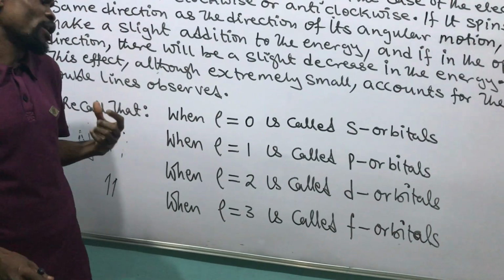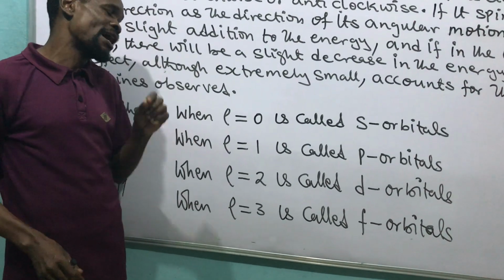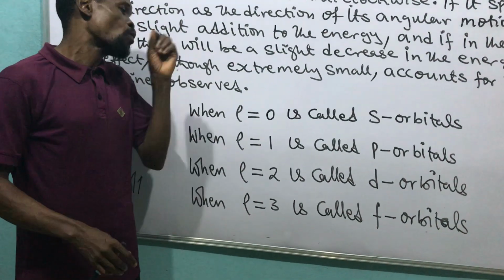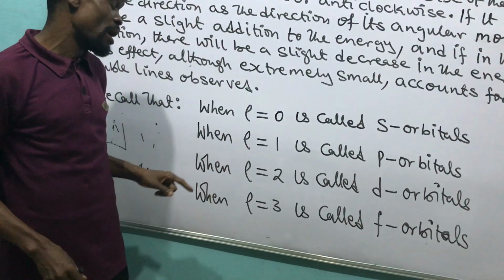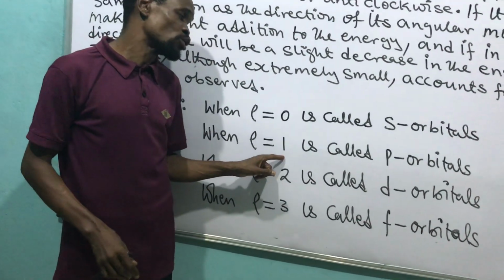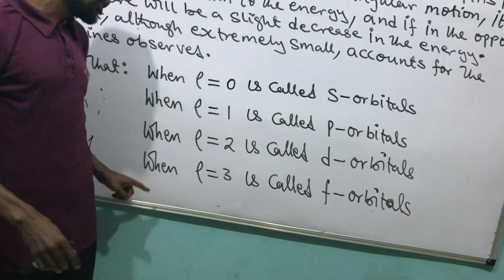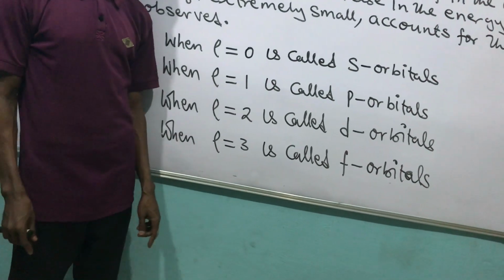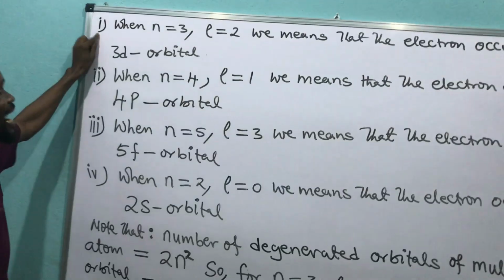When I was talking about subshell, we said the subshell, which is constituted by the angular momentum quantum number L, when L is equal to 0, is called s orbital, and when L is equal to 1, is called p orbital, and when it is 2, is called d orbital, and when L equals 3 is called f orbital. We have noted it with the subshell.